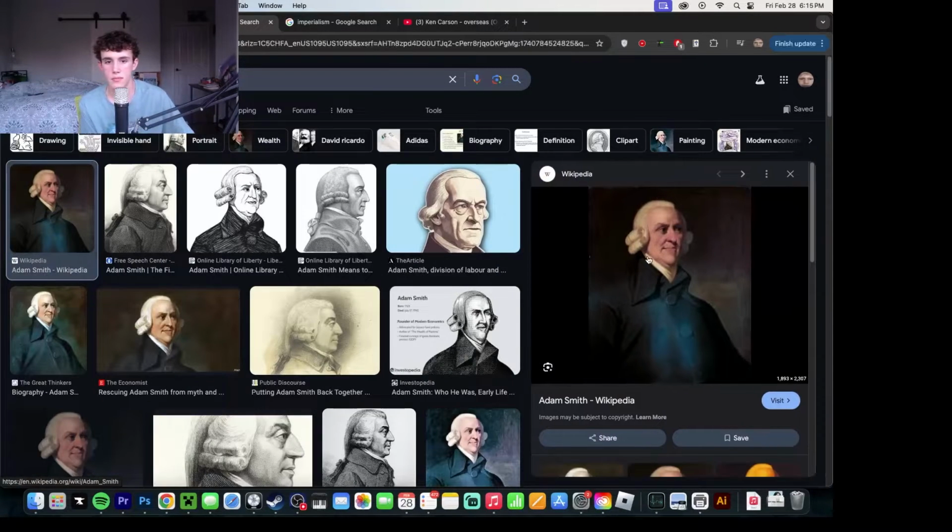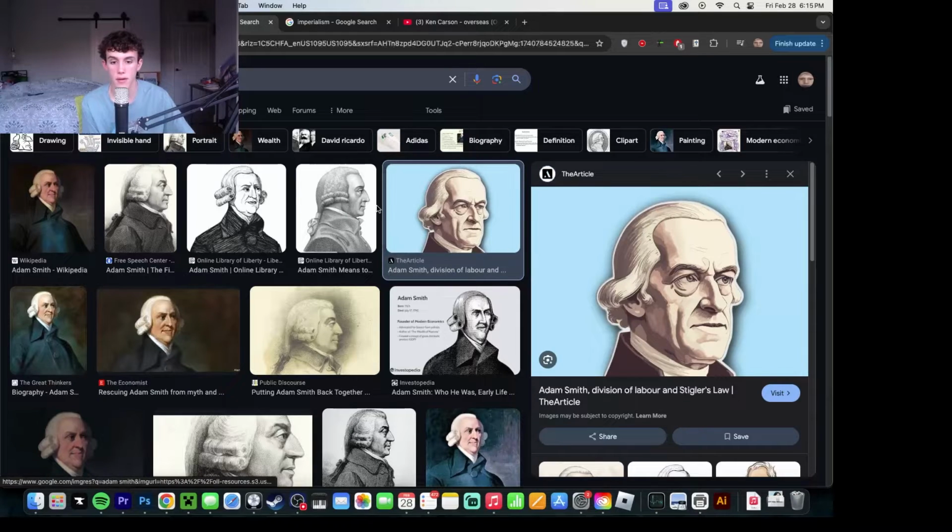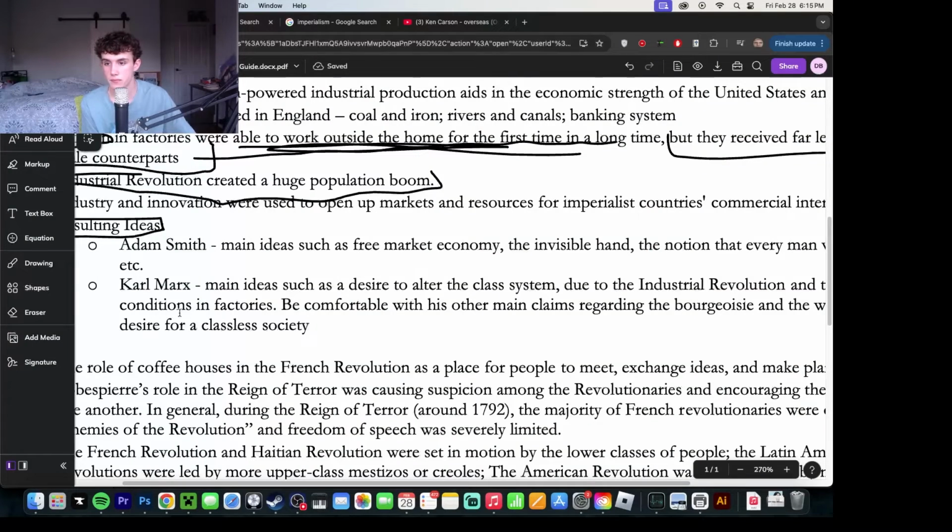So this is Adam Smith. Oh goodness, what did they do? They did him dirty in that. Okay, this is a better one. So he had a lot of ideas about the free market economy, the invisible hand.